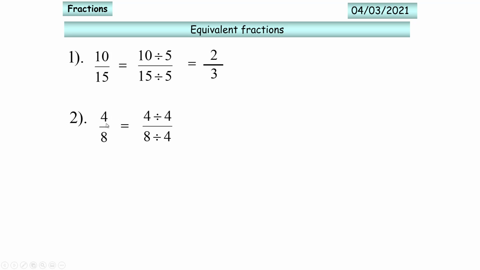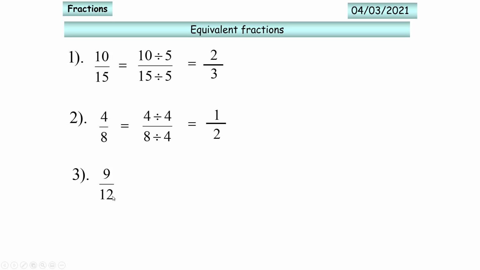So I can divide both top and bottom, numerator and denominator, by 4. 4 divided by 4 is 1. And 8 divided by 4 is 2. So 4 out of 8 is equal to a half. I'm sure you recognized that earlier. Let's have a look at this one.